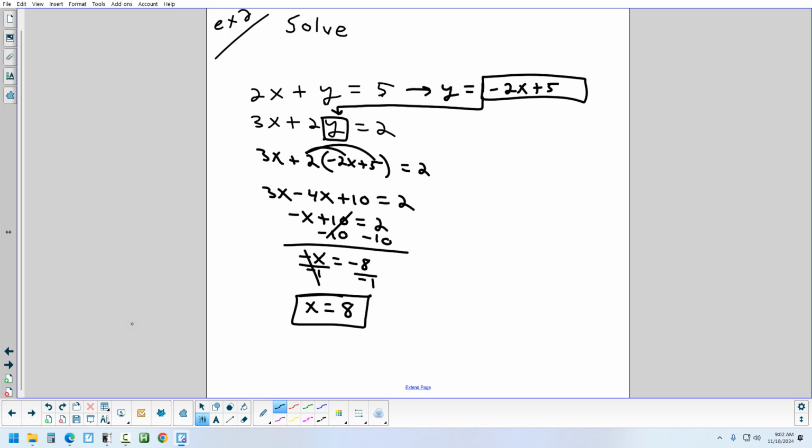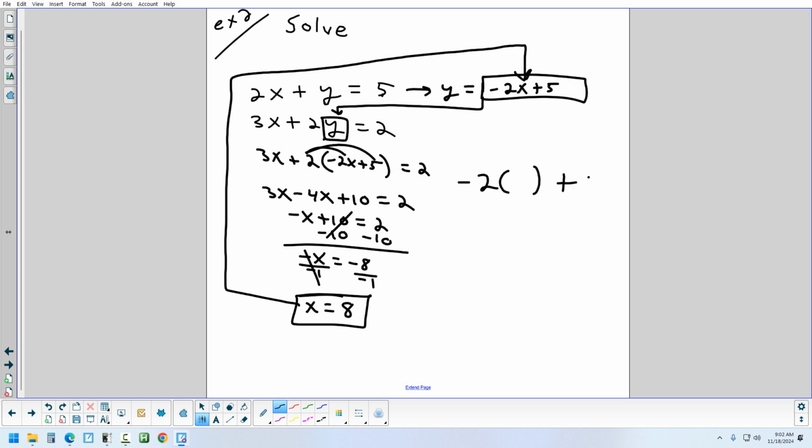Okay, so let's scroll back up. Are we all done? No. What do we still need? We need y. Yeah, we still need y. So we're going to take that, and we're going to fill it back in right there. So we've got negative 2 times x. And what did we just figure out x is? 8. Okay. What's negative 2 times 8? Negative 16. And negative 16 plus 5 gives me? Negative 11.